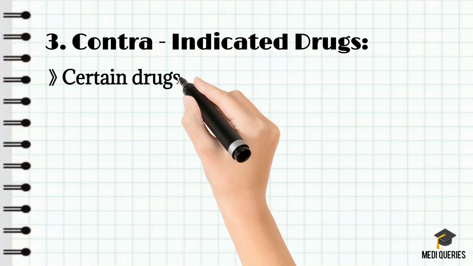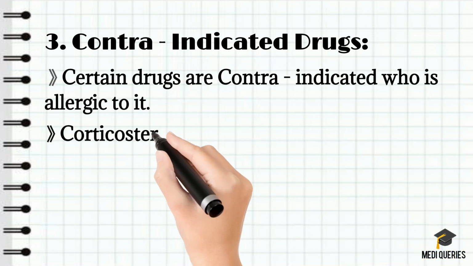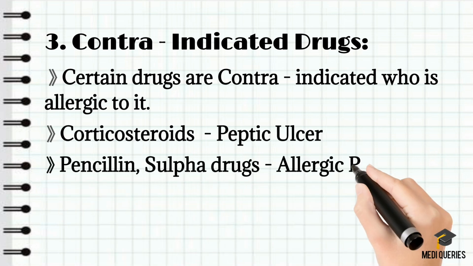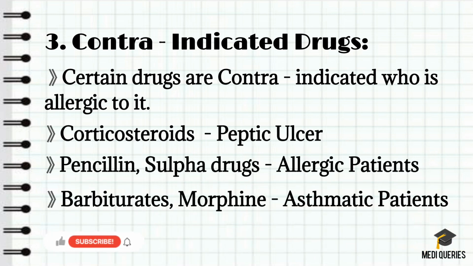Okay, and the next one is the contraindicated drugs. There are certain drugs which may be contraindicated in particular diseases or in a particular patient who is allergic to them. For example, corticoids are contraindicated in a patient having active peptic ulcers. Penicillins and sulfur drugs are contraindicated in patients who are allergic to them. Like that, barbiturates and morphine should not be given to asthmatic patients. So these are some contraindicated drugs. We need to avoid administering the drugs to particular allergic patients.